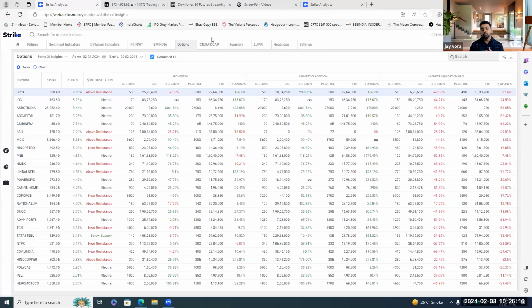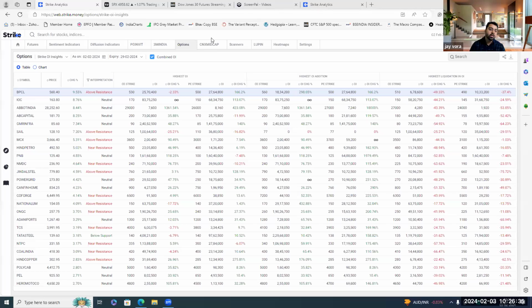So usually what I try to do is a top down approach: if the index is bullish, I will try to find which are the stocks which are in a bullish trend, and if they are in a bullish trend, where are they in terms of option positioning.